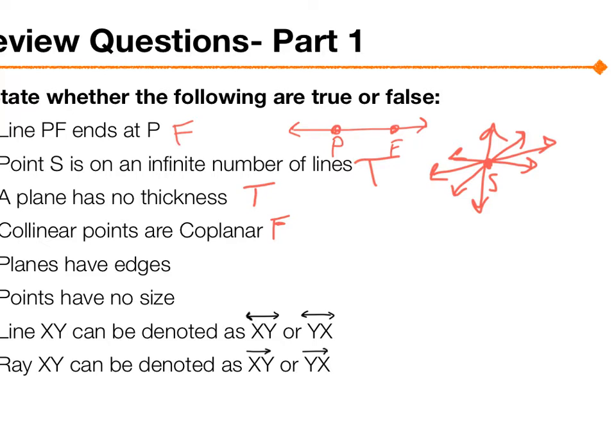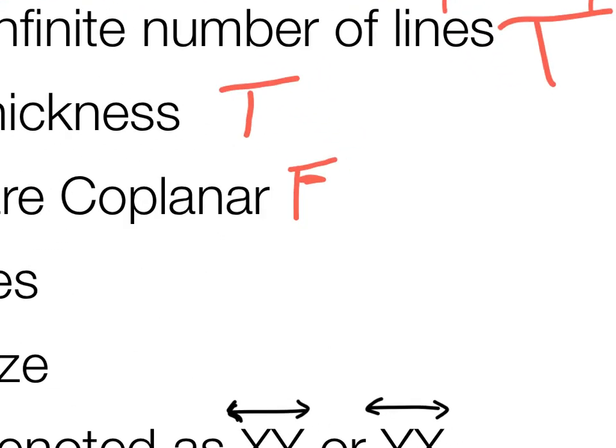So this would be like a sometimes. Sometimes true, sometimes false. Because collinear points can be coplanar, but not always. You could have a point on the plane and a point above the plane that are collinear but not coplanar. So this one we could put sometimes true.